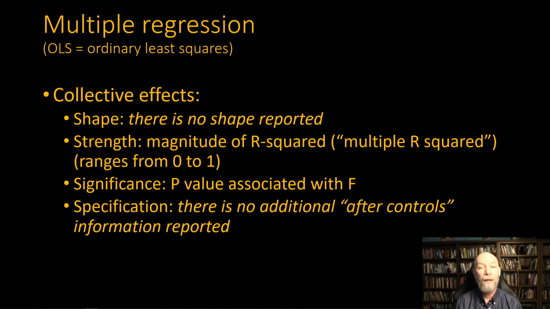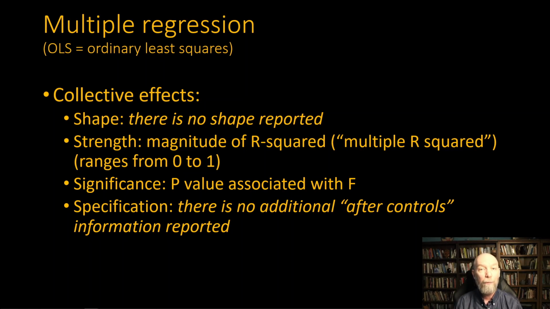Strength is reported by the magnitude, the actual value, the size of the number, of a tool called R squared. Now it's capital R, it's the multiple correlation coefficient, and then the multiple correlation coefficient is squared, thus multiple R squared. This ranges from 0 to 1, like so many tools we've looked at. So as you get closer to 0, the collection of independent variables are explaining nothing, and as you get near 1, the collection of independent variables are explaining all of the variation in the dependent variable.